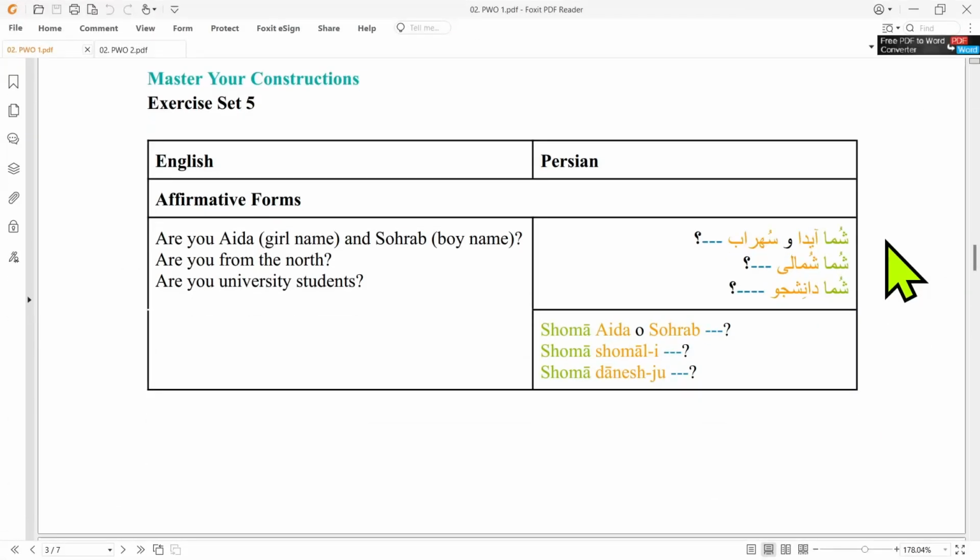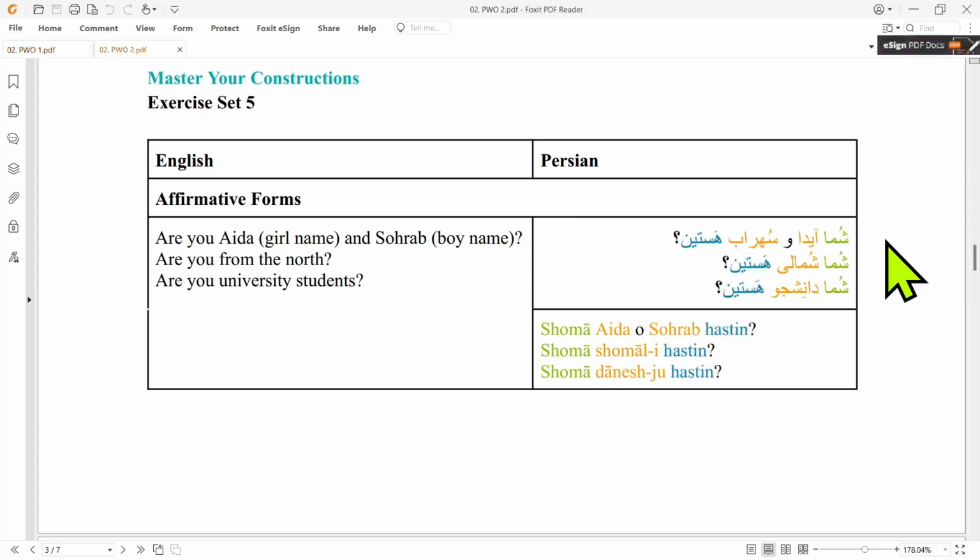Now the second person plural or formal, shoma hastin. How can we ask, are you Aida and Sohrab? Are you from the north? And are you university students? Shoma Aida o Sohrab hastin. Shoma Shomali hastin. Shoma Daneshju hastin.